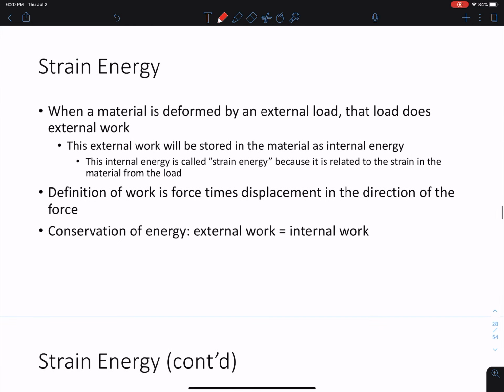Okay, the next item is strain energy, okay? And strain energy, basically, when we have a material that's deformed by some external load, like the one I had just drawn, the bar being pulled from a fixed support, the external work is going to be stored inside of the material as internal energy. So we have external energy is equal to internal energy, right? This is conservation of energy, okay? We call this internal energy strain energy, okay? And the reason we call it that is because it's related to basically the strain inside of the material that happens due to the load.